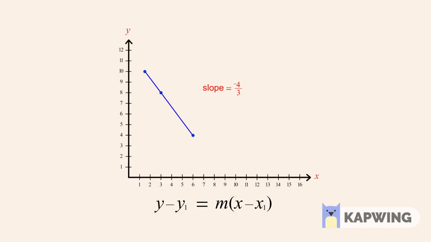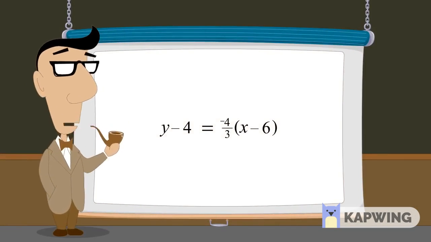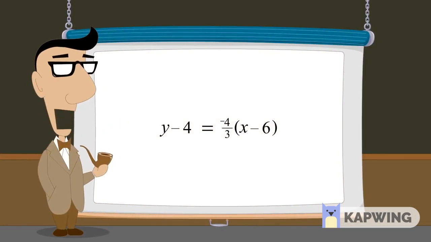If we choose the bottom point, which has coordinates 6, 4, to use as the known point in the point-slope formula, then x1 is 6, y1 is 4, and the slope m is -4/3. Now that we have an equation which represents water level y as a function of elapsed time x, we can plug in different values for x to see what the water level will be at those points in time.